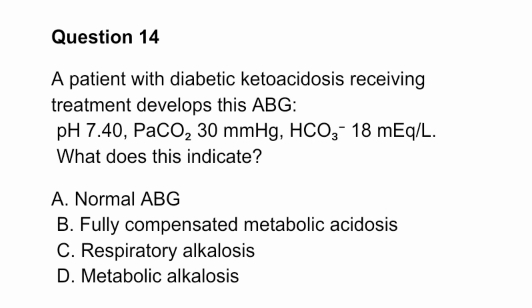Question 14. A patient with diabetic ketoacidosis receiving treatment develops this ABG: pH 7.40, PaCO2 30 mm Hg, HCO3- 18 milliequivalents per liter. What does this indicate? A. Normal ABG. B. Fully compensated metabolic acidosis. C. Respiratory alkalosis. D. Metabolic alkalosis.